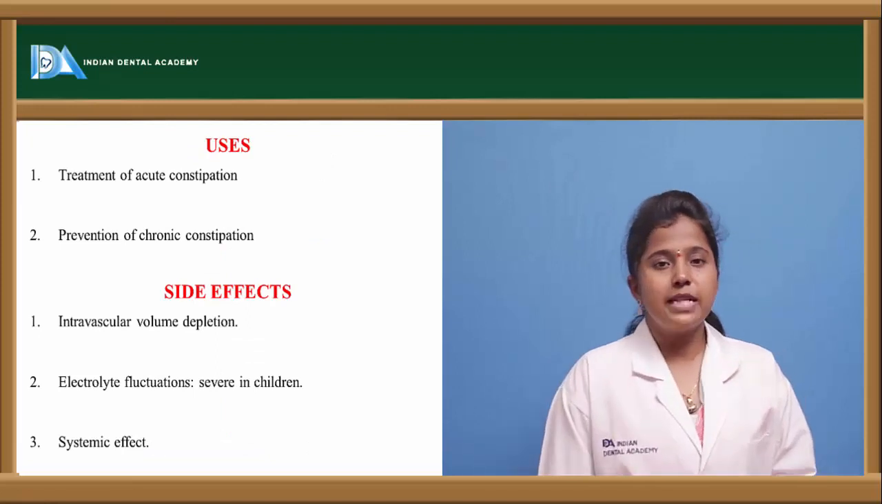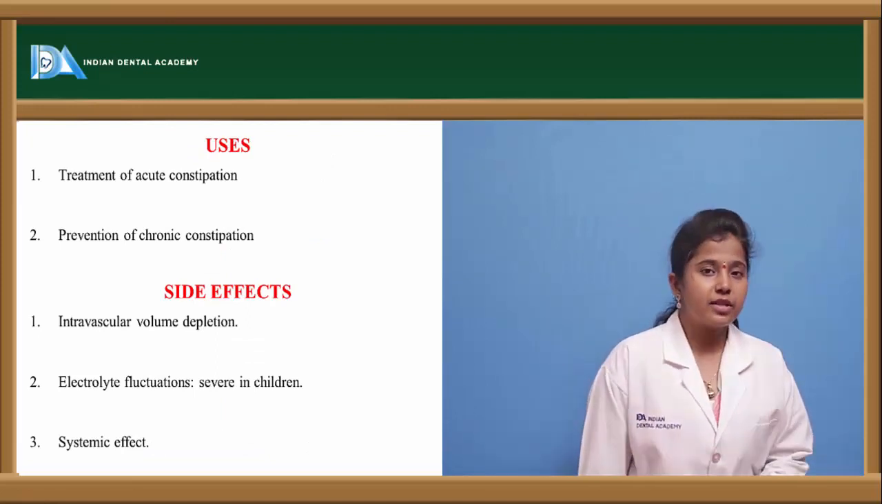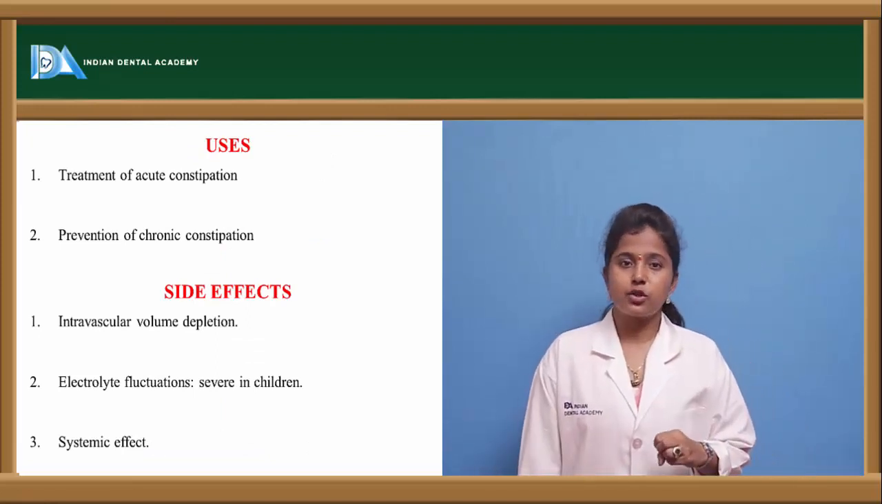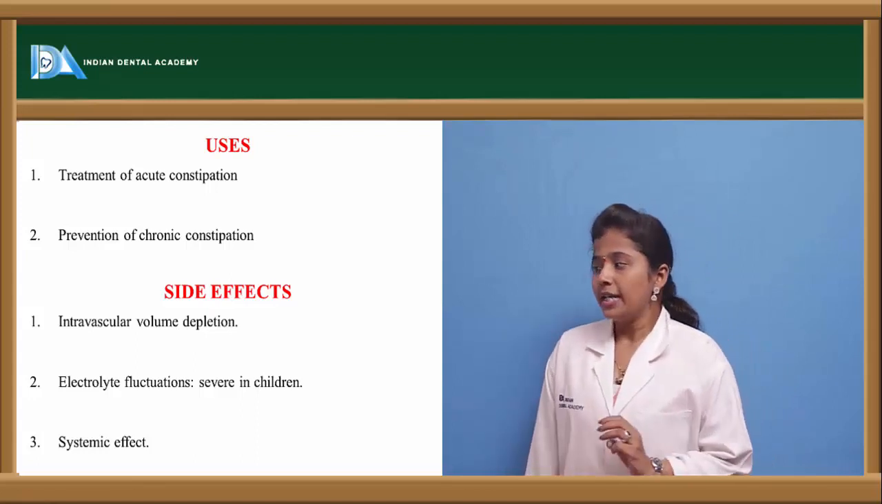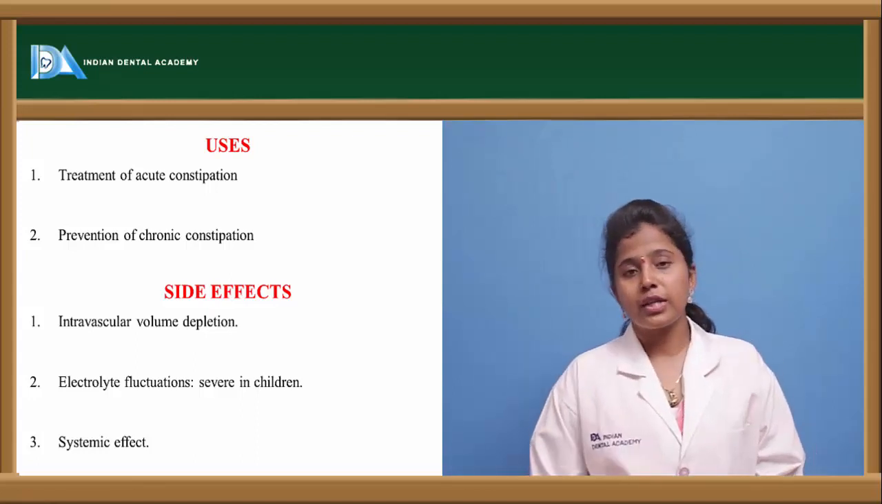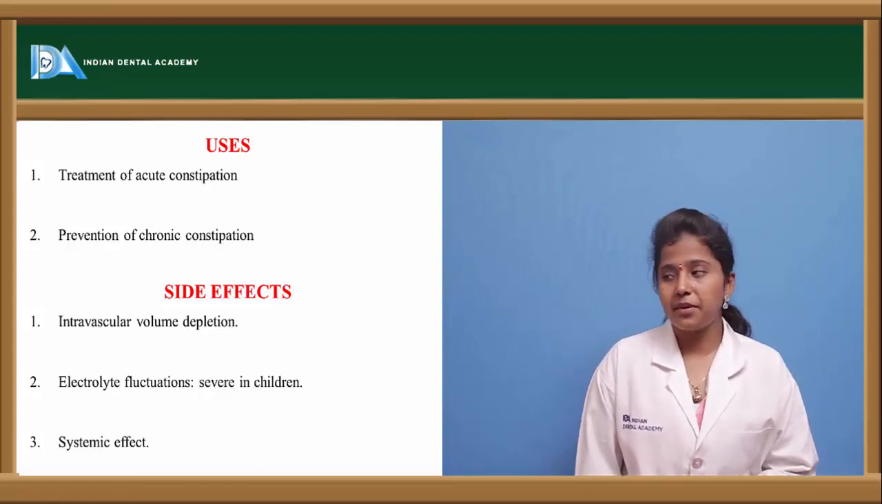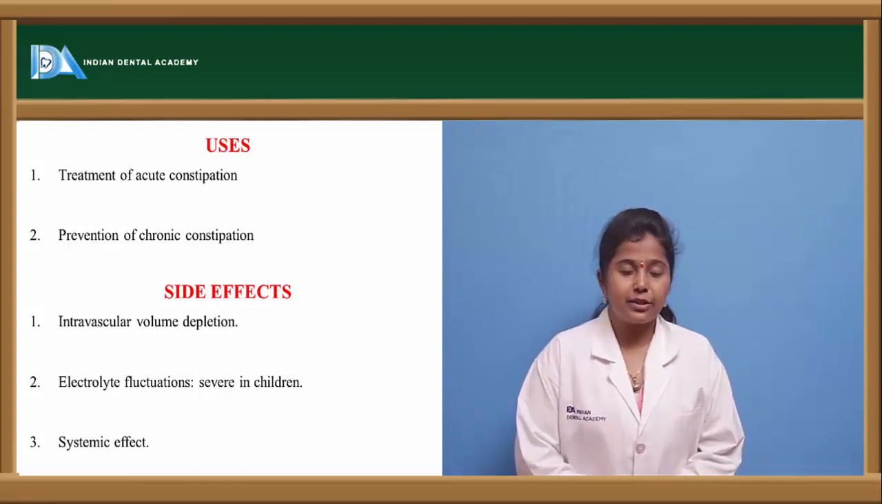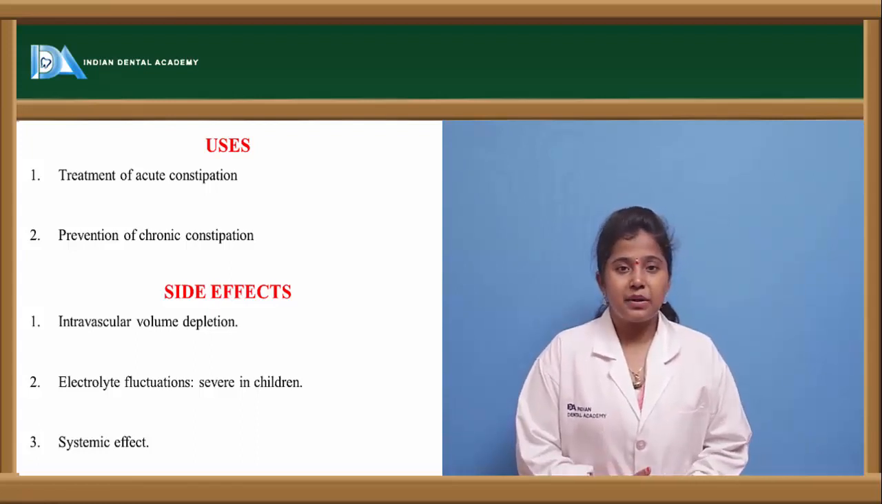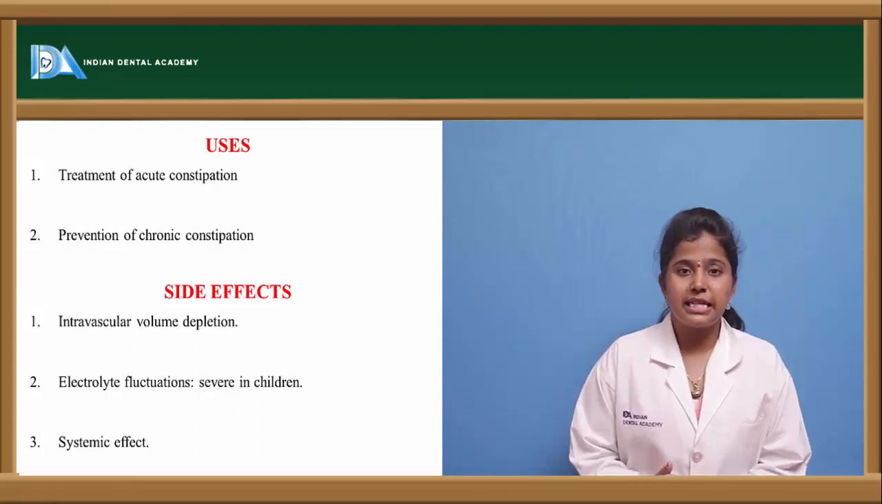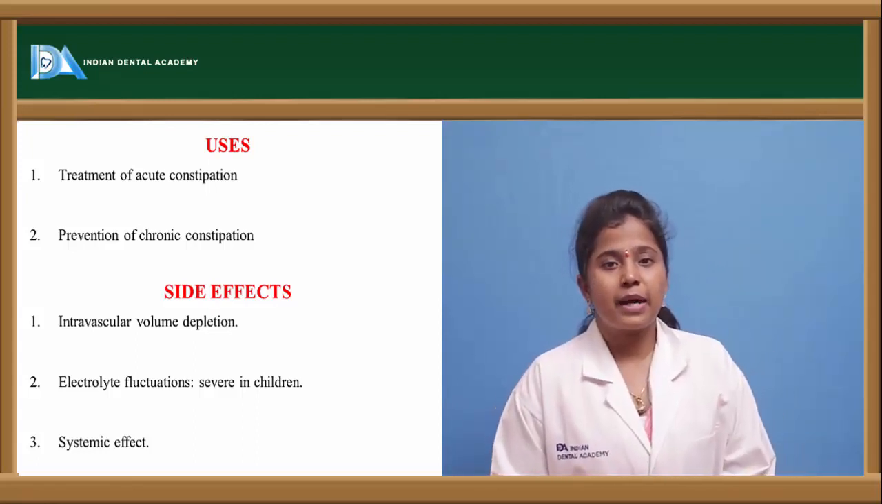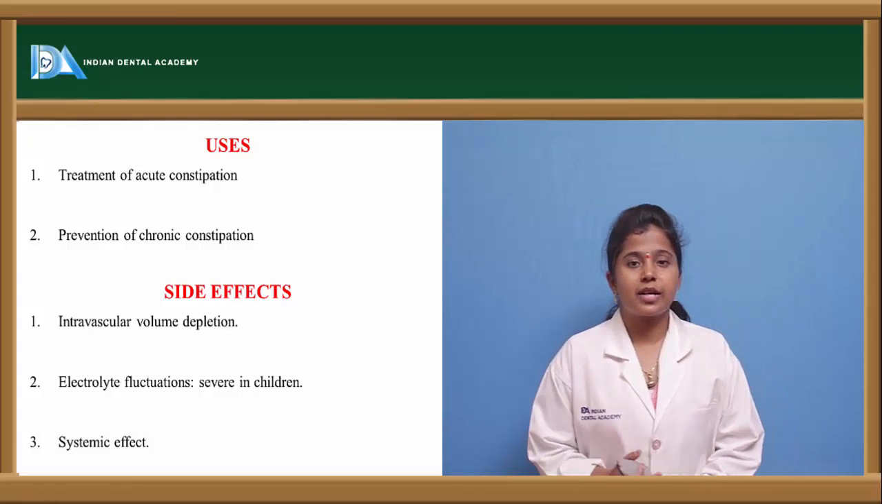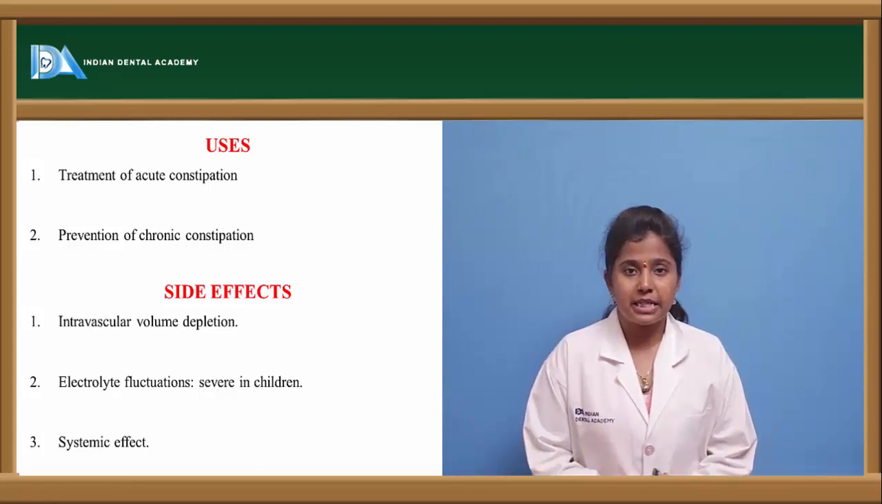What are the uses of these saline purgatives? They are mainly used to treat acute as well as chronic constipation, and there are a few side effects also. The main side effect is electrolyte imbalance. These saline purgatives dissociate very easily, and thereby they bind to chloride ions or H+ ions, and thereby electrolyte imbalance can be caused.